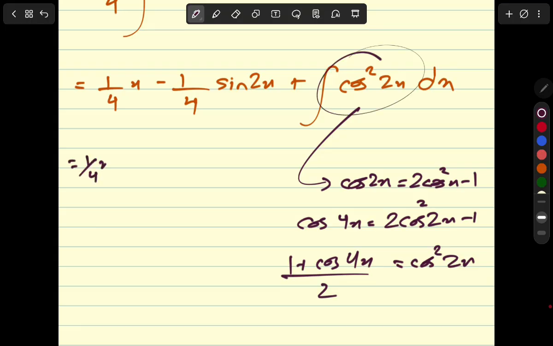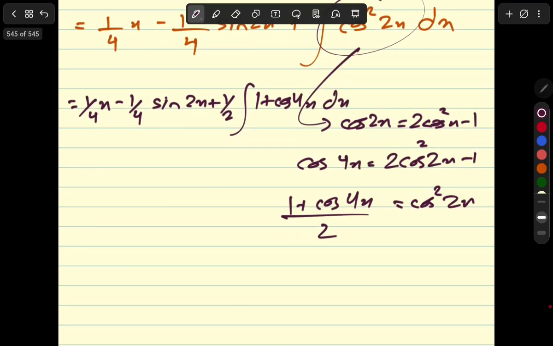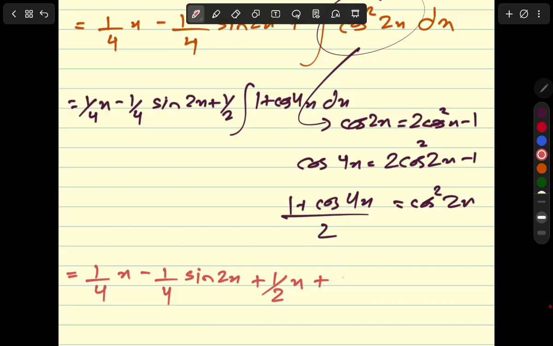So this is going to become 1 upon 4 x minus 1 upon 4 sine 2x. And now this is going to become plus half the integral. The half I take outside of the integral sign, and this is 1 plus cos 4x dx, right? Now just integrate this last one. I'm going to copy the first two terms down as is, minus 1 upon 4 sine 2x, and this is going to become plus half x, and the integral of cos 4x is sine 4x over 4. So this is going to become 1 upon 8 sine 4x, and then a constant of integration.